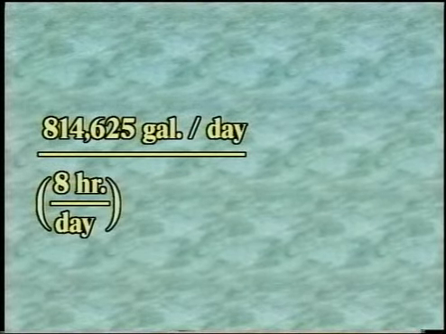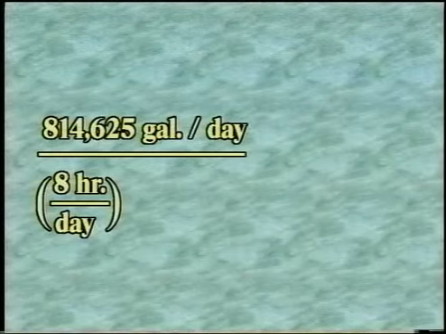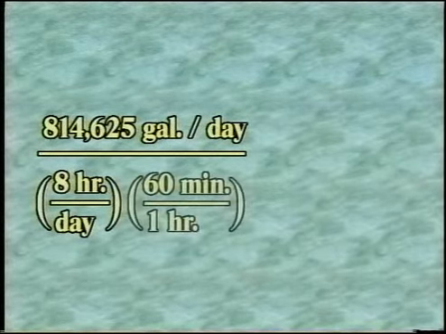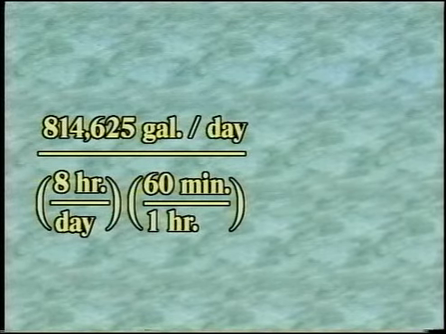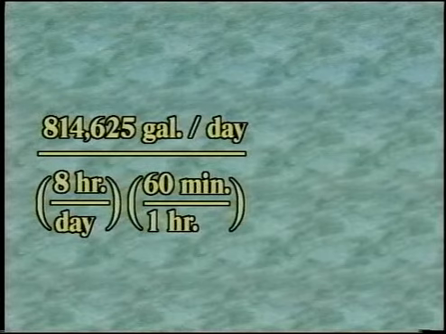Eight hours is a third of the day. Now, that will give us gallons per hour. And so we have to do one more thing. We have to get hours into minutes, and we know that there's 60 minutes for every 1 hour. And now we're in a position to get the values that we're after. Let's see if this works out.